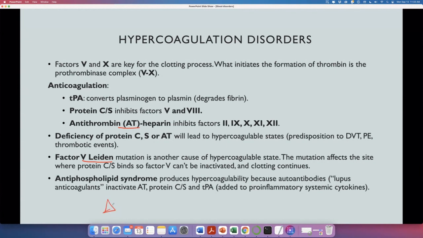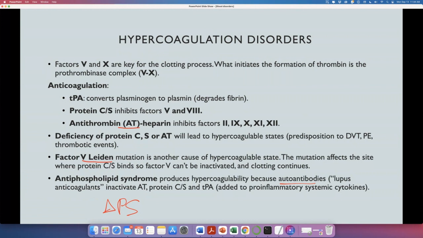In the case of antiphospholipid syndrome, there are autoantibodies we call lupus anticoagulants. They are called anticoagulants, and this is something that we need to understand because in vitro, if you add these antibodies to blood, there is going to be decreased coagulation. But in vivo, in the person, they lead to hypercoagulation.